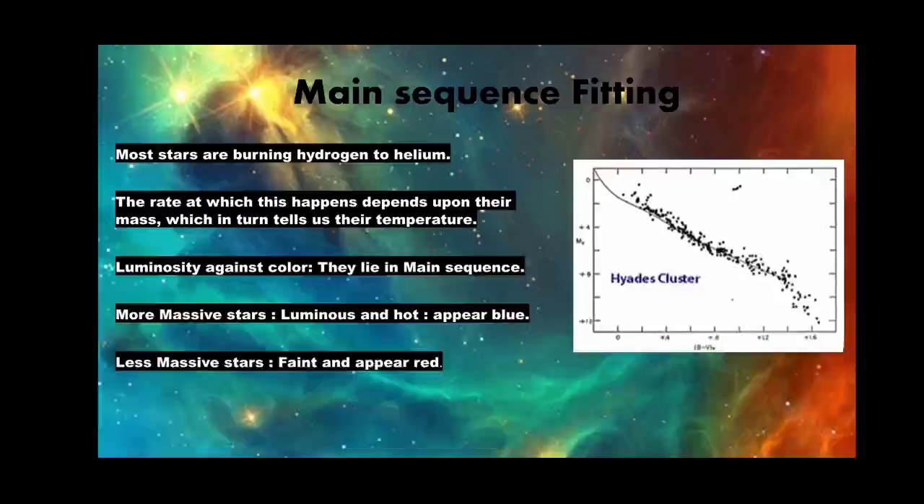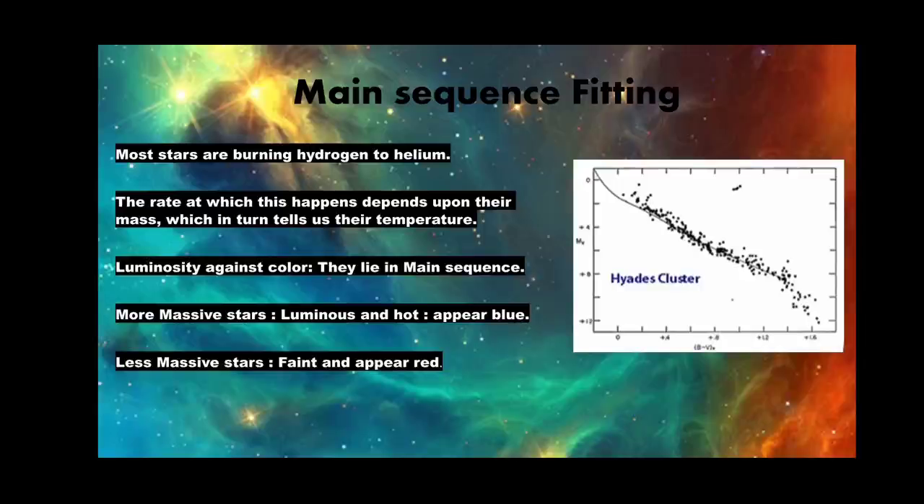So in order to go beyond the Hyades cluster, we go on to the second step, that is the main sequence fitting. We know that most stars are burning hydrogen to form helium. The rate at which this happens depends upon their mass, which tells us their temperature. When we plot their luminosity against their colors, we find that they lie in a line called the main sequence. More massive stars are luminous and hot and therefore appear blue, while less massive stars are faint and appear red. So in the graph shown here, we can see lower mass stars in the bottom right, and as we go up, the stars are heavier and follow the main sequence.